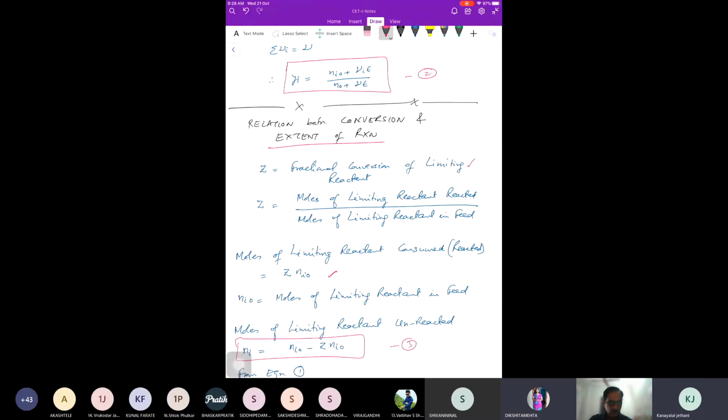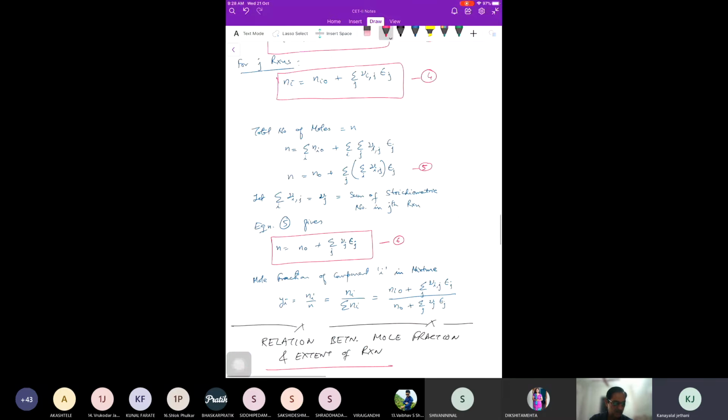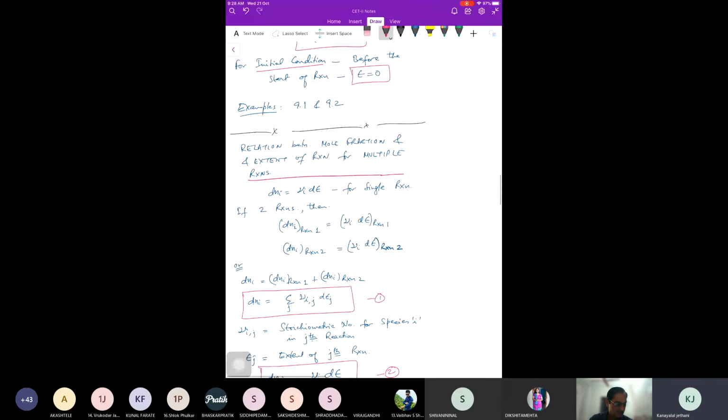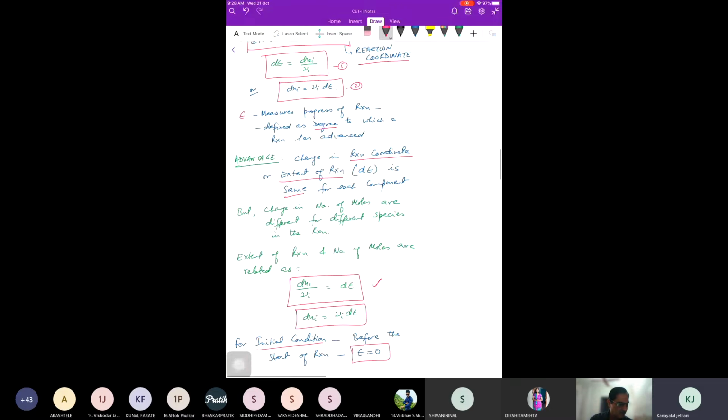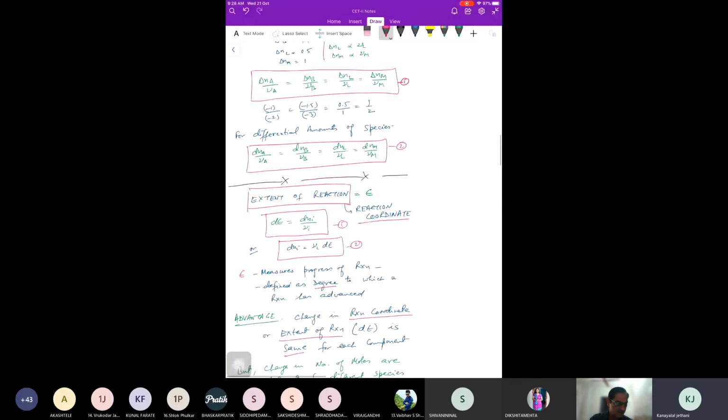Yes, sir. Whereas extent of reaction does not depend on limiting reactant. It is the same for all the components. We saw this earlier. This is the extent of reaction, right? It does not depend on limiting reactant. We do not define limiting reactant. Take any reactant, take any product, take the change in number of moles divided by nu, and it is the extent of reaction. It is independent of limiting reactant or excess reactant. There is no need to define it. So it is more of a universal definition, I would say, epsilon.